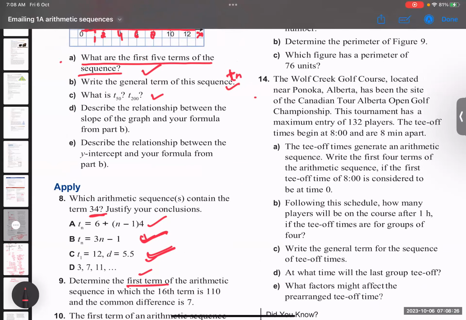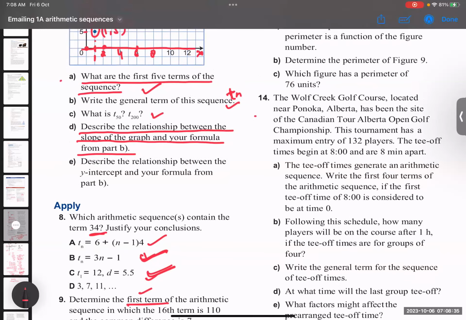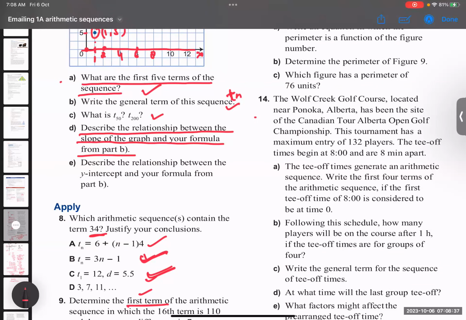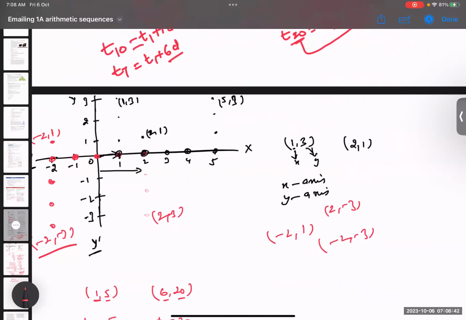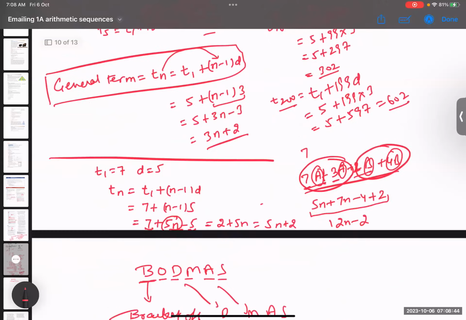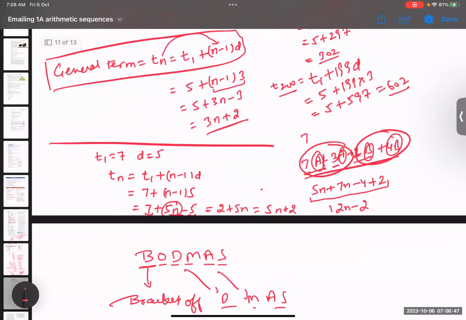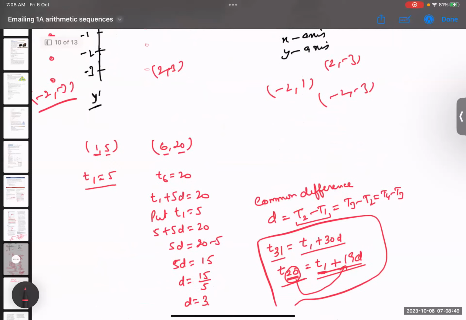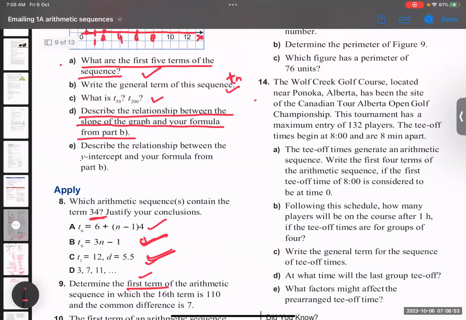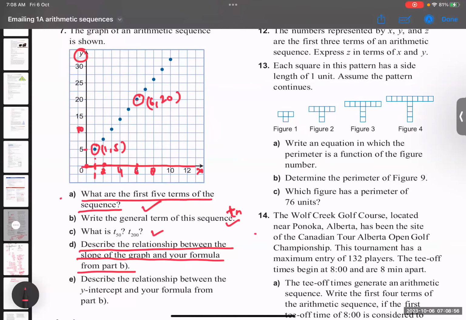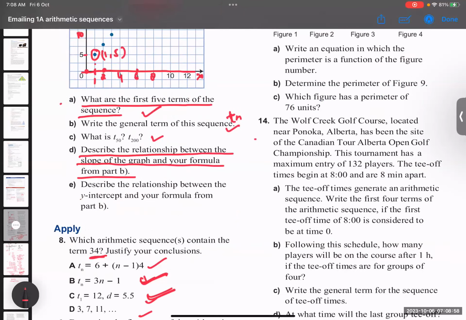Describe the relationship between the slope of the graph and your formula from part B. We have calculated the formula like this. Now, what is it asking for? The slope. We have taken 2 points earlier in this question: 1, 5 and 6, 20.